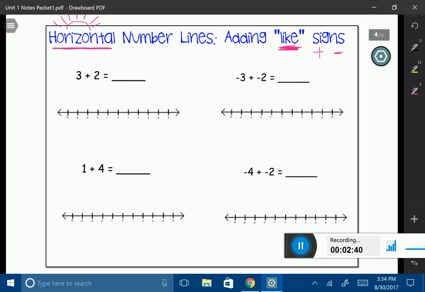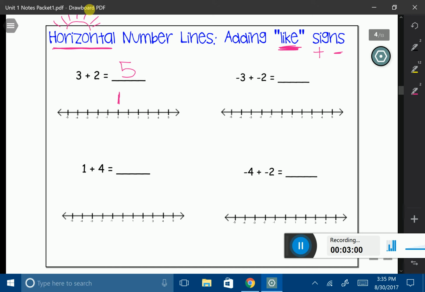The first problem is 3 plus 2. Now, that seems pretty easy. We all know that 3 plus 2 equals 5. Okay, well, let's go ahead and represent it on a number line. When I represent integers on a number line, I always begin at my home base, and I always indicate that by a little line at 0.